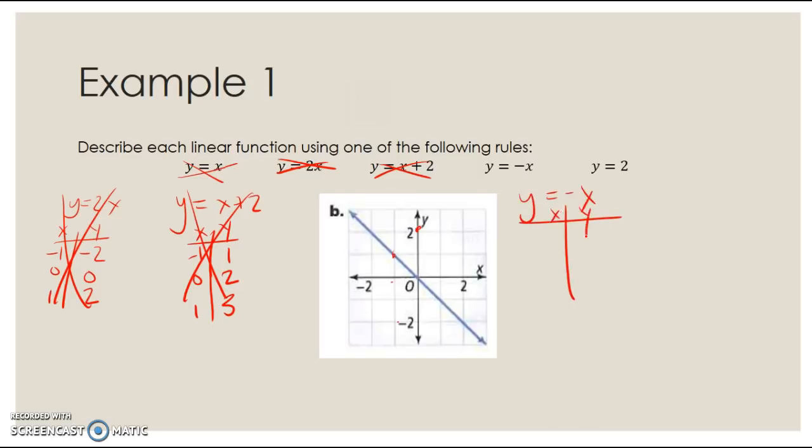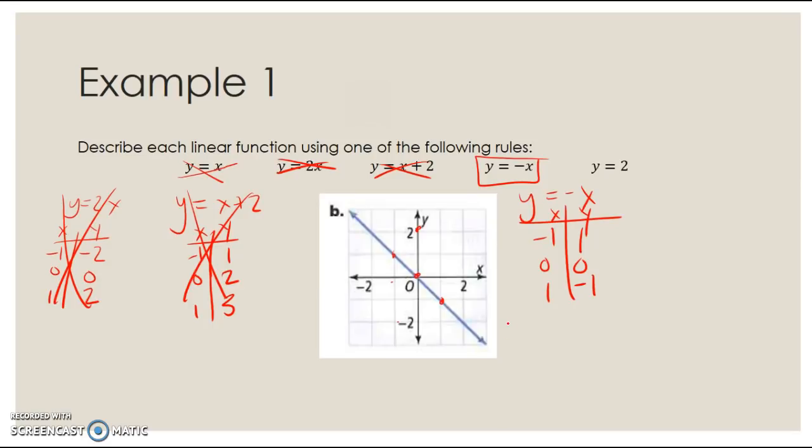So here's x and y, -1, 0, and 1. When x is -1, we have a -1. So -1 times -1 gives us a positive 1. X is 0 would be 0. And when x is 1, we'd get -1. So let's look. When x is -1, here we are at 1, 0, 0, and 1, -1. All of these are on my line. That means y equals -x is indeed my answer.